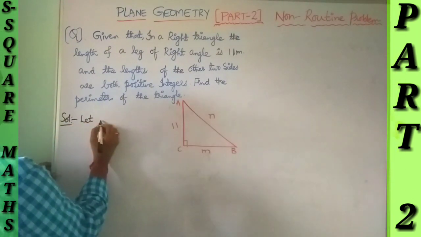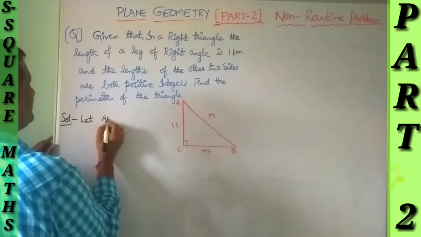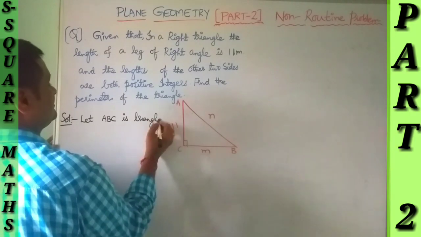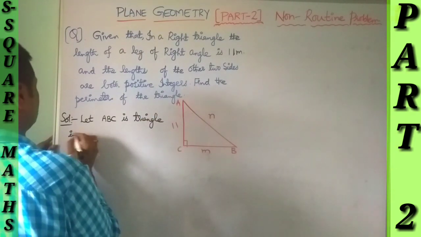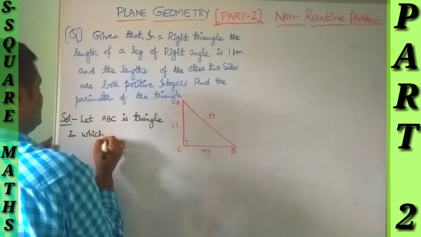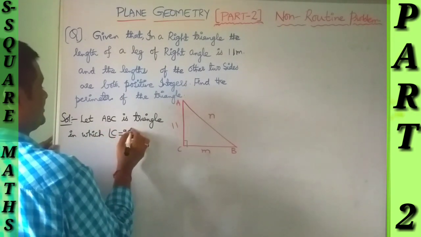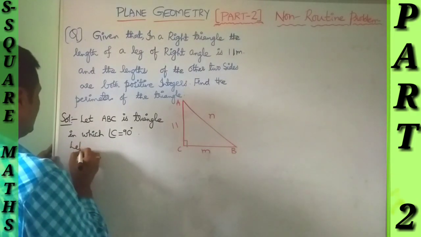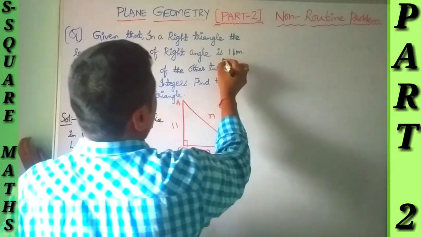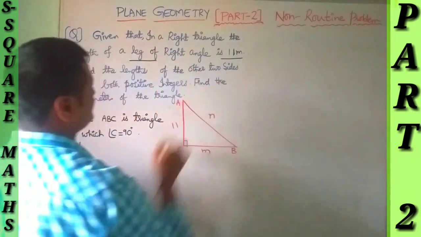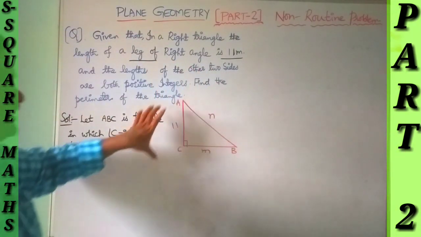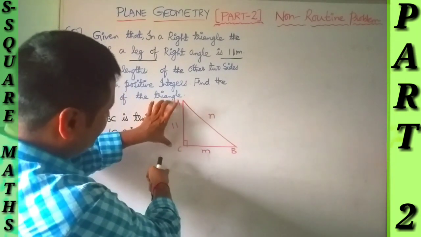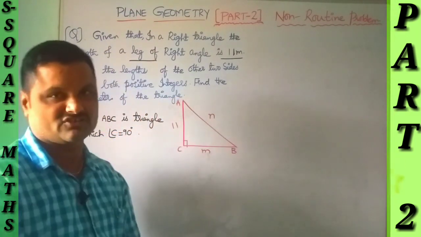Let ABC be a triangle. Which triangle? In which angle C is equal to 90 degrees, our right angle triangle. Okay. So according to our given data, here it is given 11 meters, one of the legs. So you can consider the legs here are AC and BC. You can consider AC as 11 meters or BC, that is your wish.